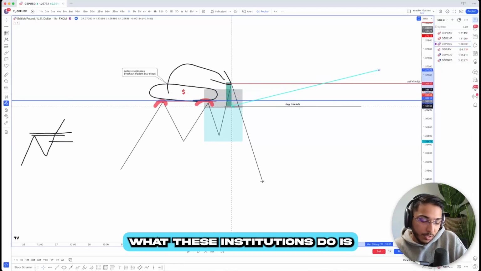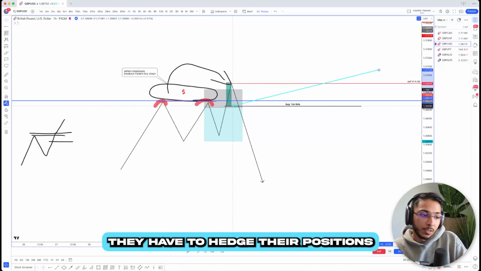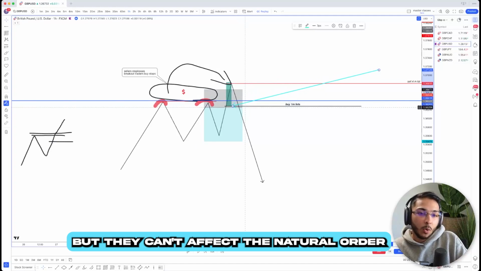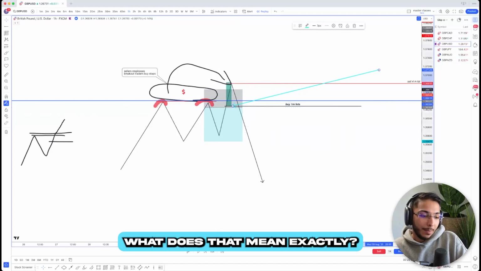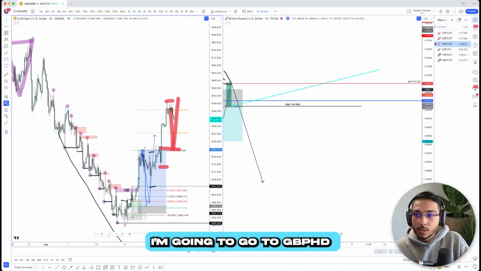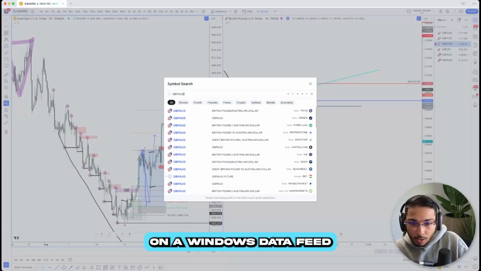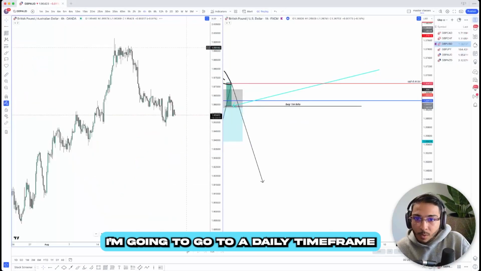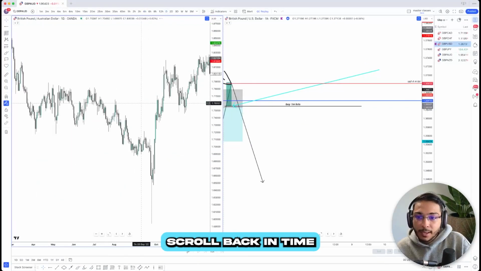What these institutions do is they have to hedge their positions, but they can't affect the natural order flow of the market. What does that mean exactly? I'll give you guys an example. I'm going to go to GBP AUD on Oanda's data feed. I'm going to go to a daily time frame. I'm going to scroll back in time.